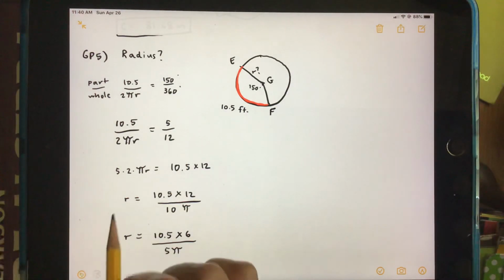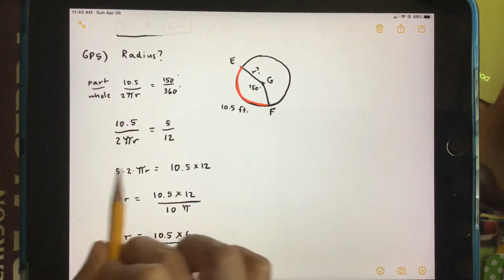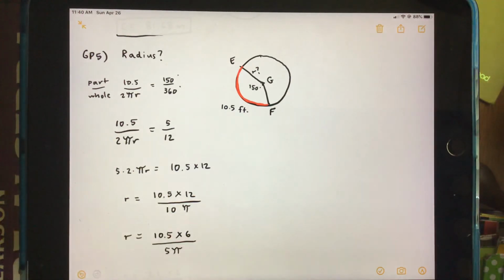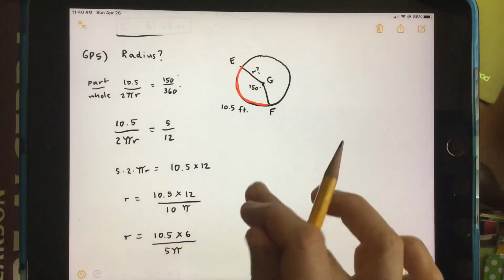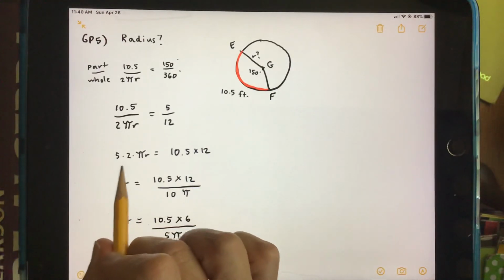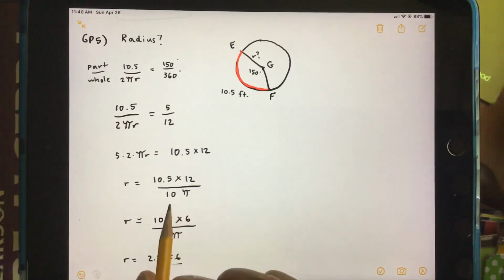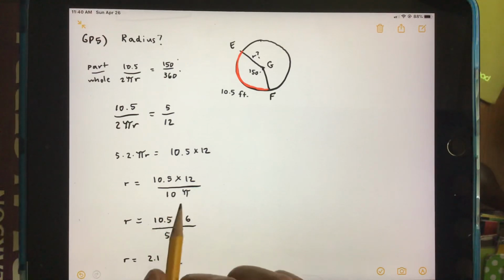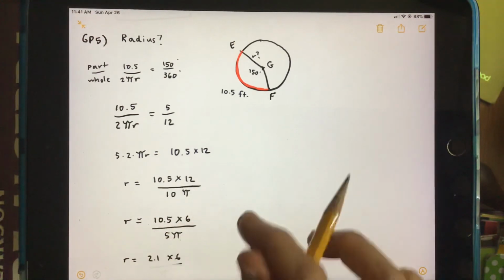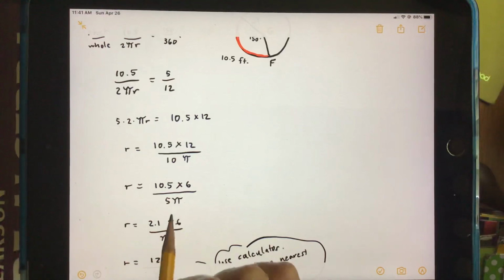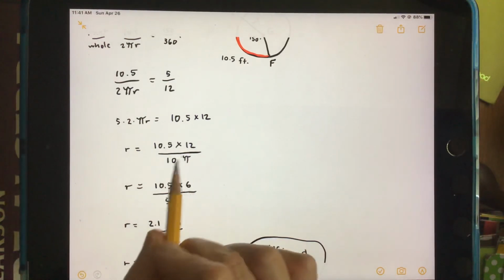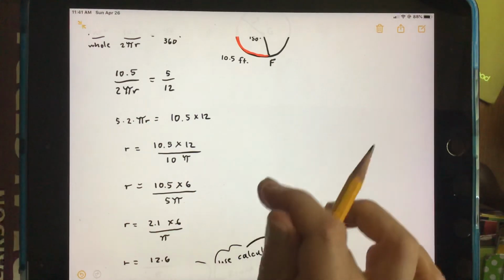And then I'm going to use cross products. 5 times 2 pi r, that's this left-hand side, is equal to 10.5 times 12. My next step is dividing both sides by 5 times 2 times pi, and since 5 times 2 is 10, I'm going to be dividing by 10 pi. I'm going to leave the 10.5 times 12 in the form that it's in. Then I'm noticing that it would be easy for me to reduce the 12 over 10 to 6 over 5.